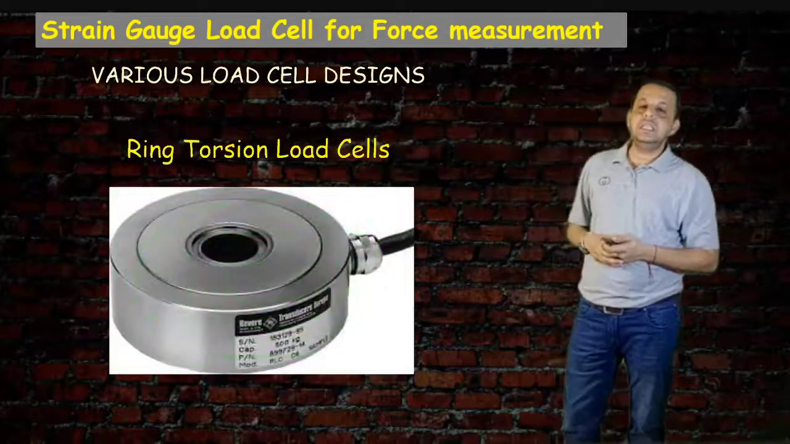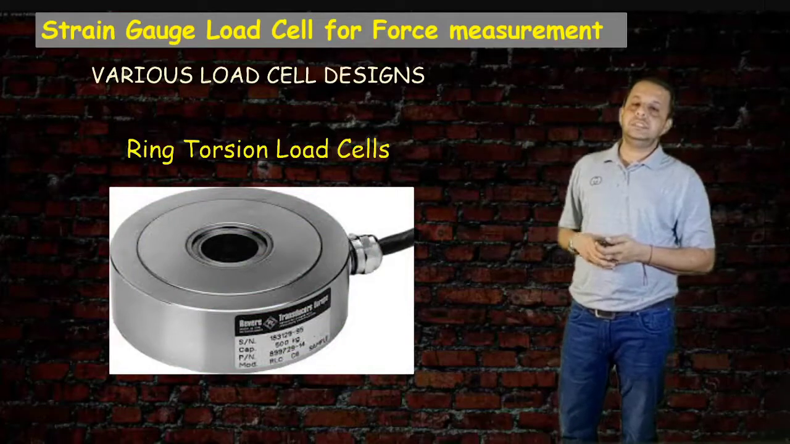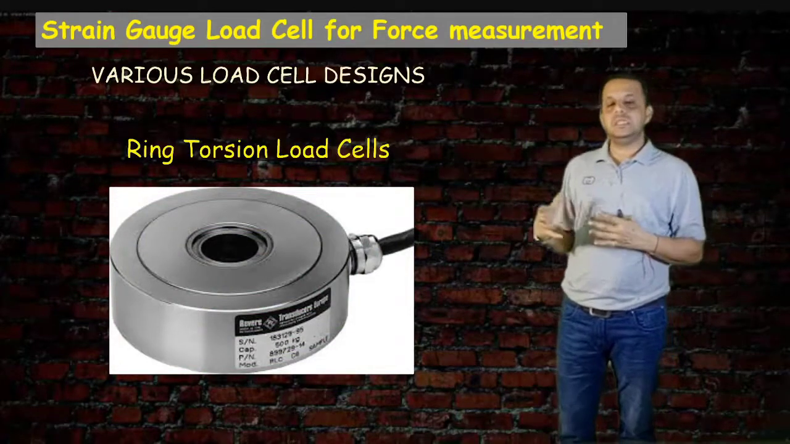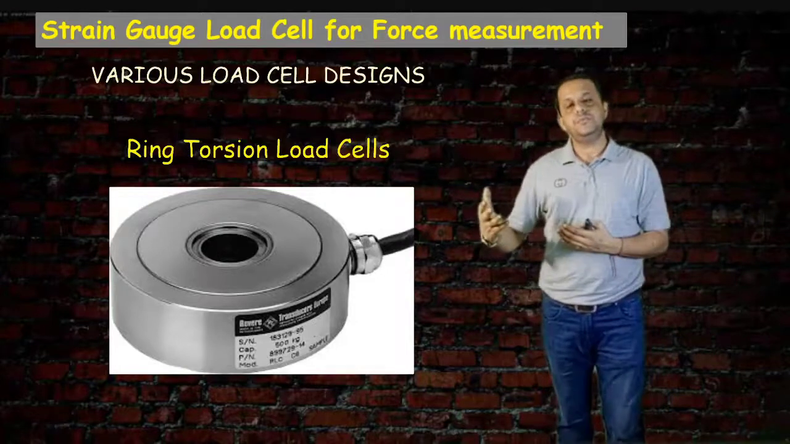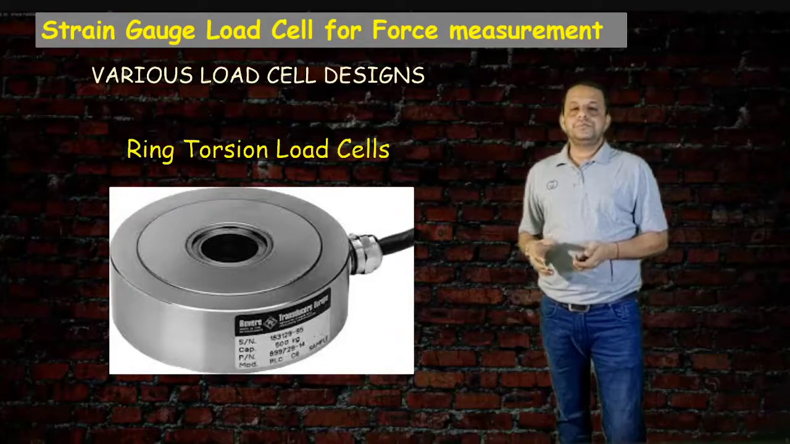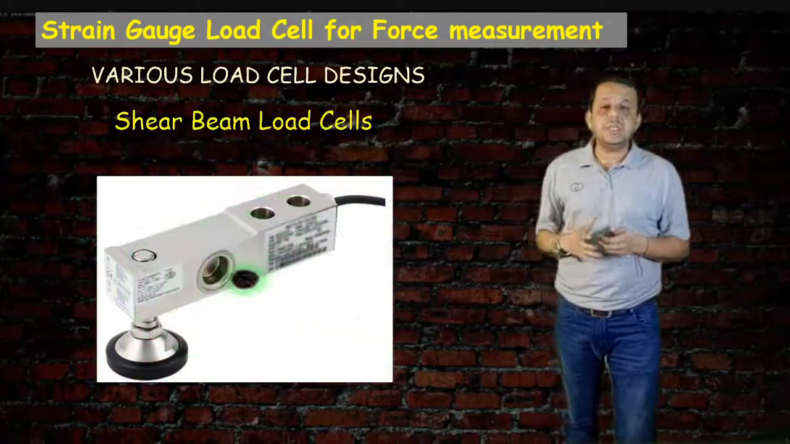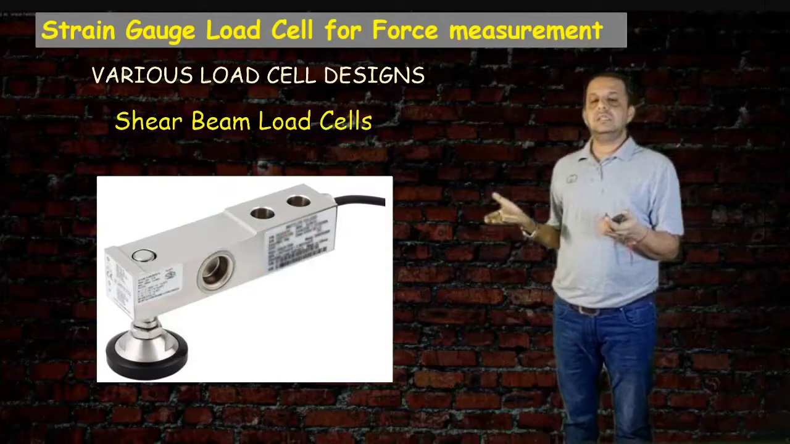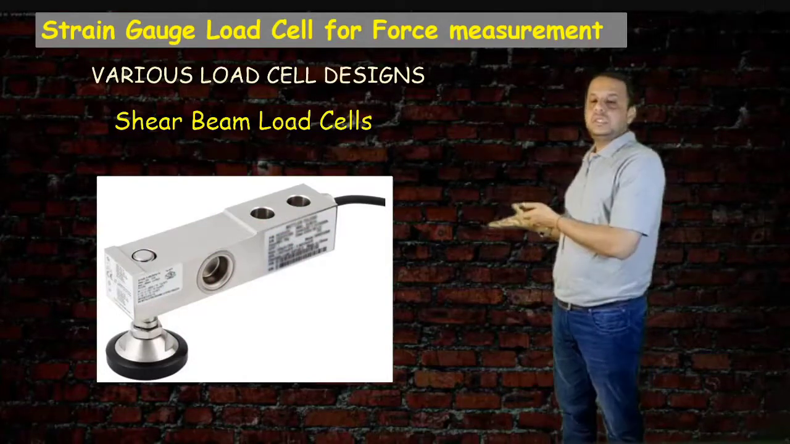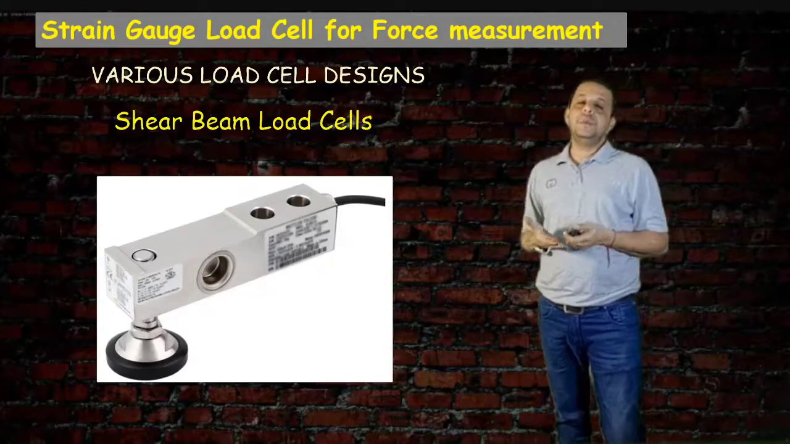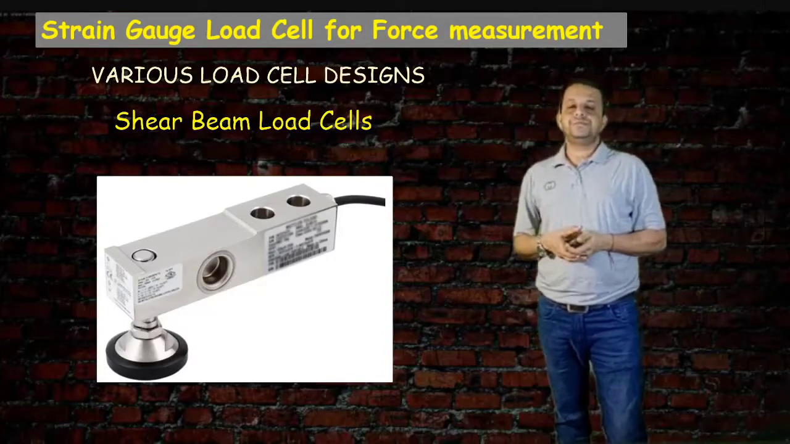The next is the ring torsion load cell. This is more used for torque measurement. Torque is again the reflection of force multiplied by distance. So next is the shear beam load cell. Here the load cell is supported on one structure from where the force will be measured by this load cell.